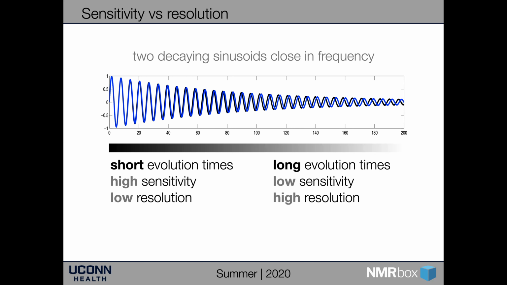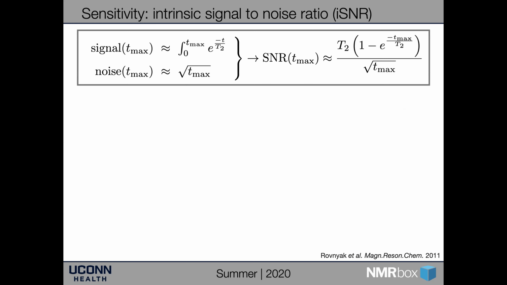So in contrast, if we were to sample out to longer evolution times, well, our sensitivity has decayed. We're now picking up less intense signal, but we now have a higher resolution. So let's formalize that a little bit.